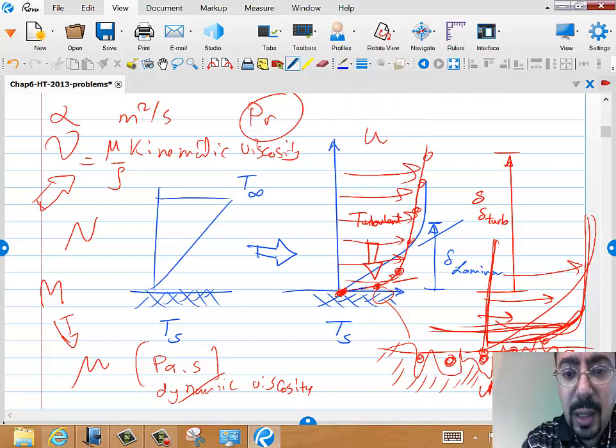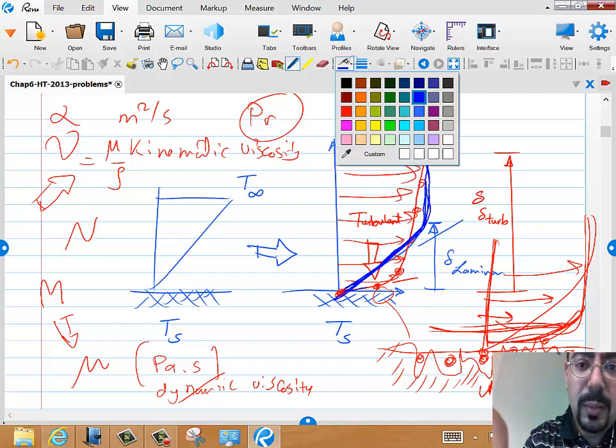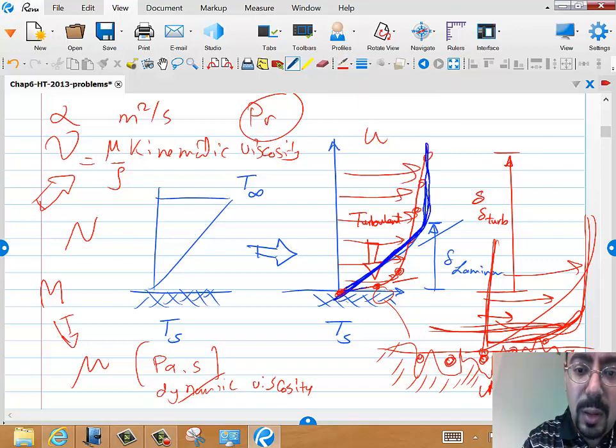If you see this, the other velocity profile, this one, the blue one over here, and the red one, those guys have different boundary layer thickness. What is the boundary layer thickness?